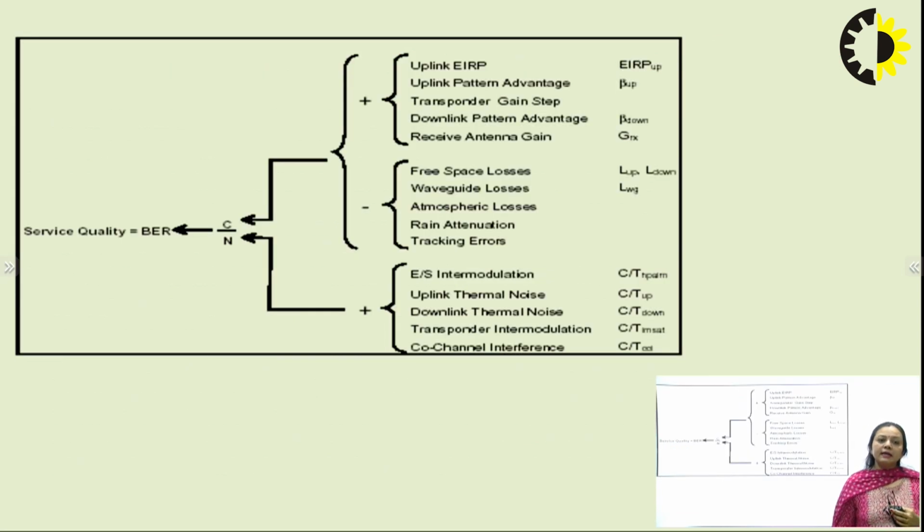So my service quality depends on the bit error rate, and again what I want to do is maintain the carrier to noise ratio. So it depends on all the parameters like your EIRP, that is the combination of your power and gain of the antenna. Then the receiving antenna gain, free space losses, waveguide losses, atmospheric losses, rain attenuation, tracking errors. Then the interference: co-channel interference, thermal noise, uplink thermal noise, downlink thermal noise.